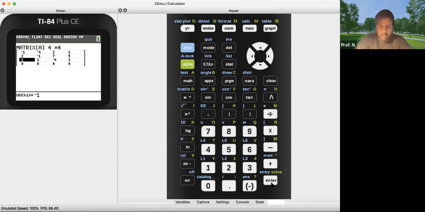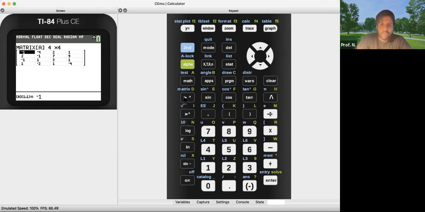1, 1, 3, 1. Got 1, -2. Wait. I think I put 11 where it should have been a 1. So this is 1. This is also 1. -2. 1. -4. Okay, so this is my matrix A.